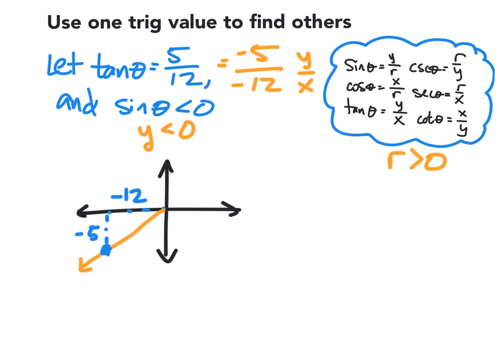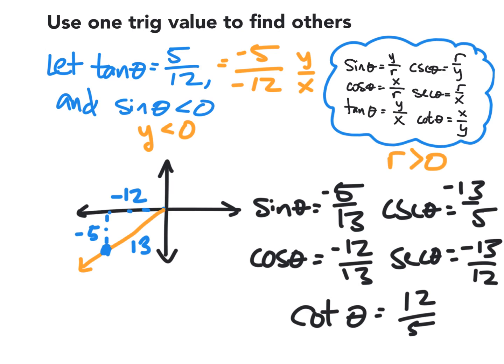All right, so now we basically can do what we did earlier, just doing trig from a given point. I'm going to use the Pythagorean theorem and then find all the trig values. The Pythagorean theorem tells me that this must be equal to 13, so now just using y over r, x over r, all this stuff, I can fill out all the trig values. And as I fill them out, I just quickly check myself. Is the sine of theta less than 0? Yes, it is.